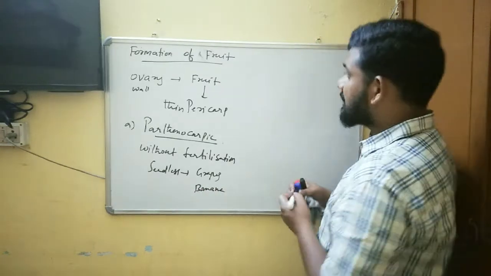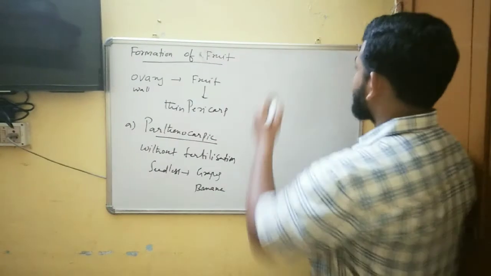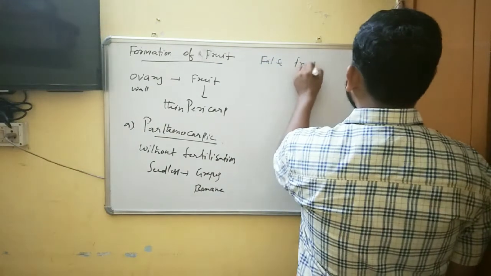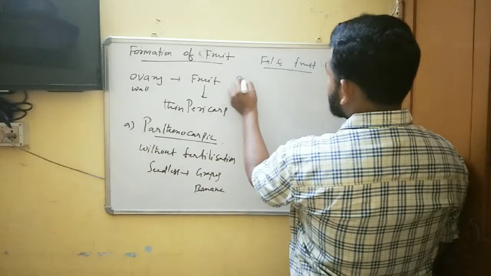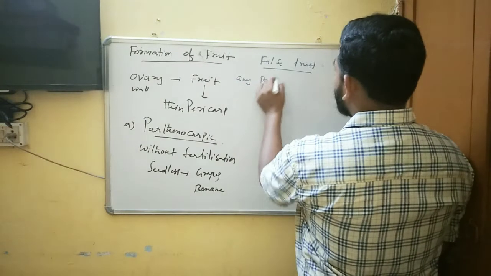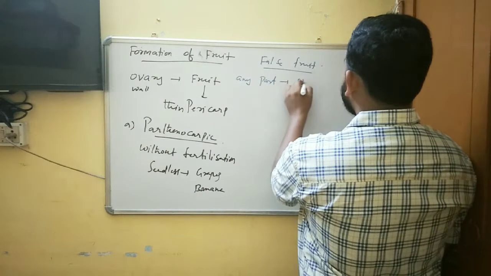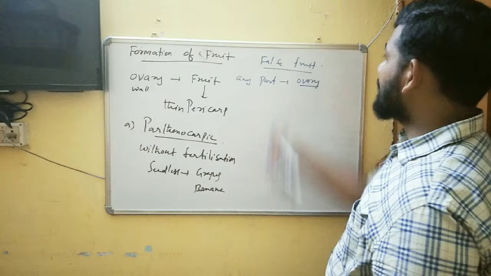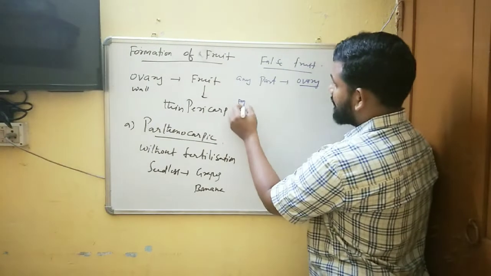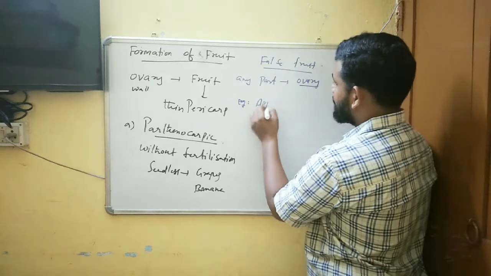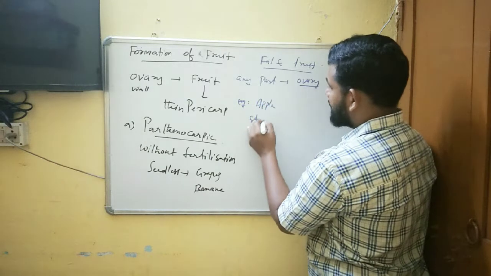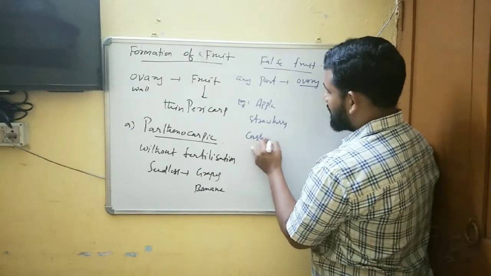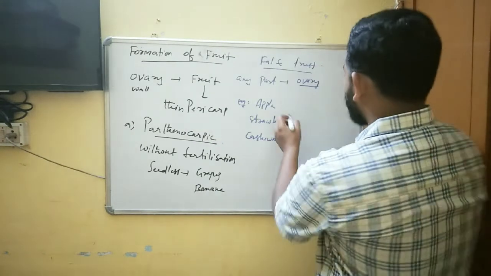And some fruits are called false fruits. False fruits: if any part of the flower other than the ovary is transformed into fruit, then they are called false fruits. For example, apple, strawberry and cashew nut. In these three cases, a part other than the ovary is transformed into fruit.